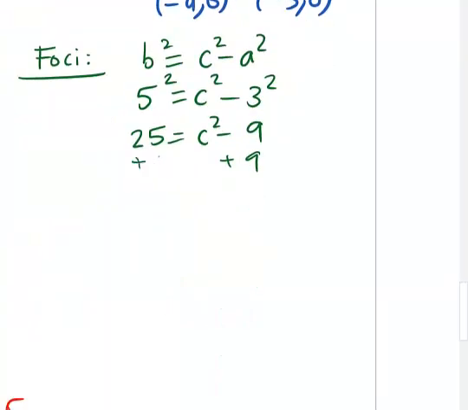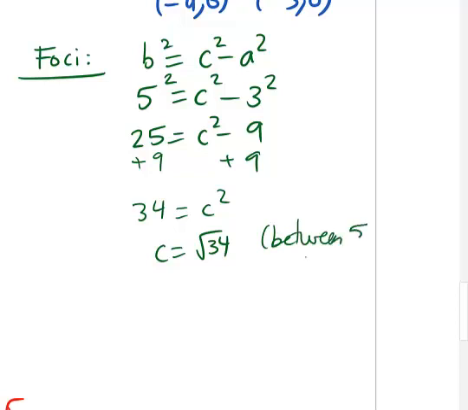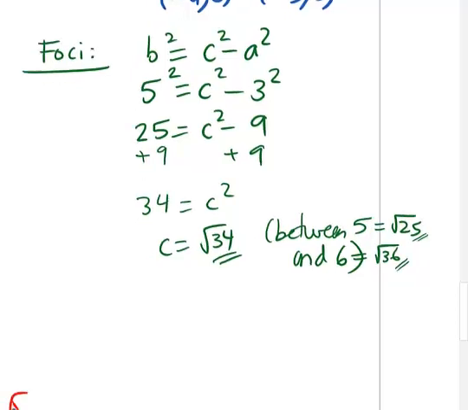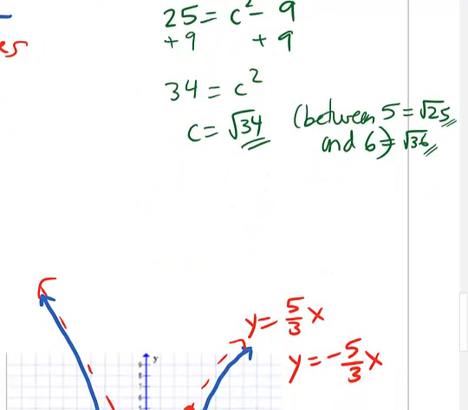If I move the 9 over, 34 is c squared, which means c is the square root of 34, which is somewhere between 5 and 6. I only know that because 5 is the square root of 25, and 6 is the square root of 36, and this value, 34, is somewhere between 25 and 36. That's the only reason I know that off the top of my head.